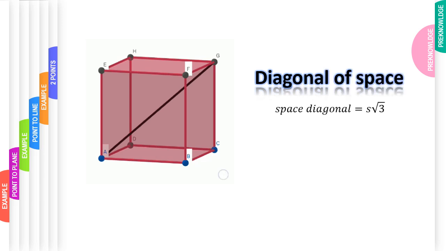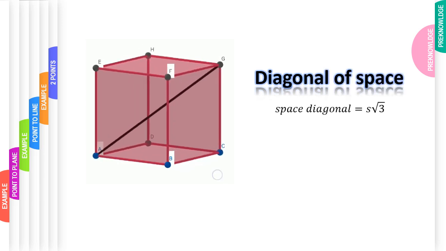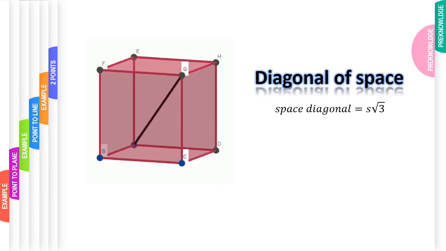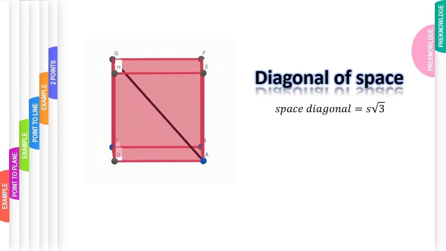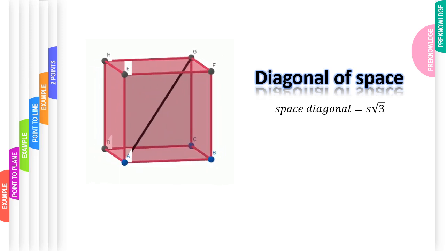Diagonal of space. Space diagonal of cube is equal to side times square root of 3. This video shows that the cube has space diagonal which name is AG.